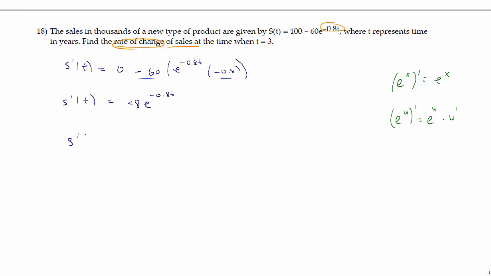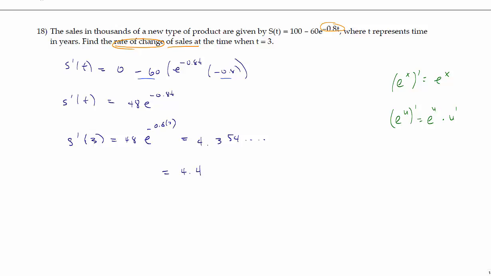So s prime of 3, plugging in a 3 for t. Crunching the numbers on my calculator, I get 4.354, a bunch of digits. And so rounding this to the nearest tenth, I will have 4.4.